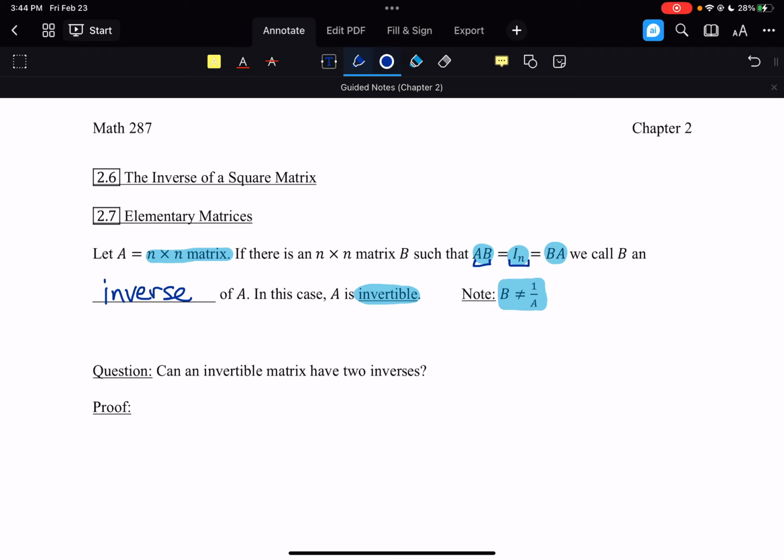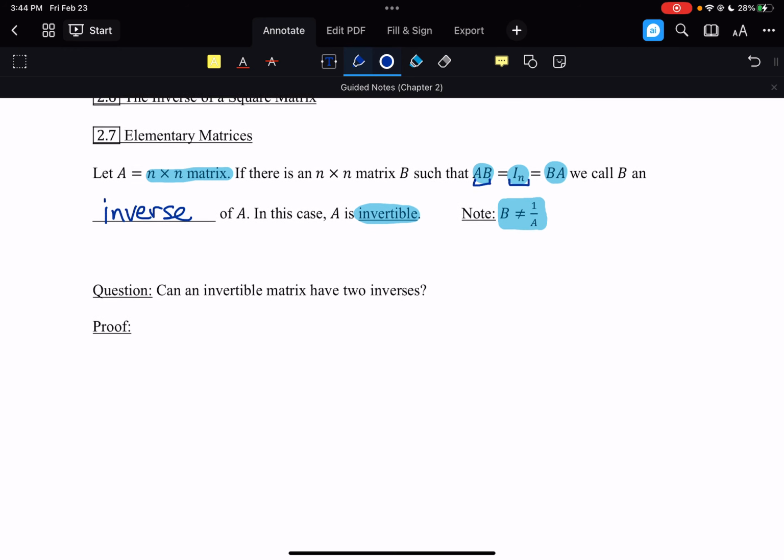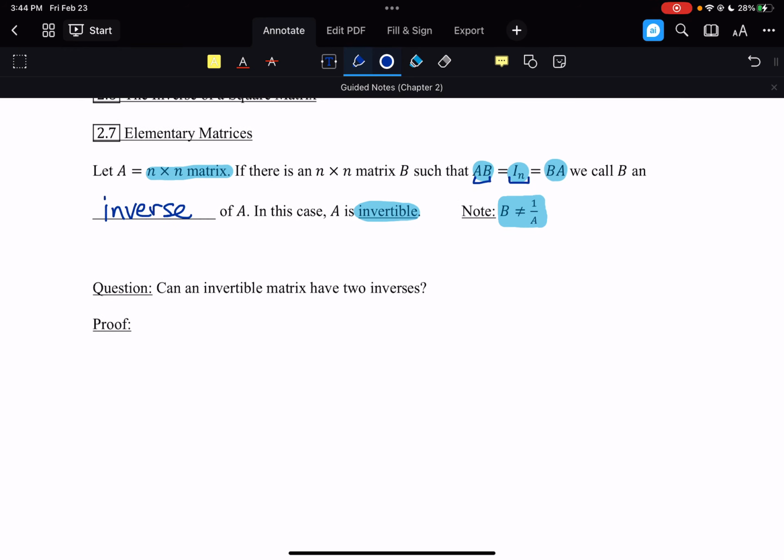So we know that a matrix is invertible if it has this other matrix that when multiplied gives us the identity. The next question: can an invertible matrix have two inverses? Can there be more than one inverse for any given invertible matrix? So let's go ahead and prove whether or not this is true. So we're going to suppose A has two inverses. Those will be B and C.